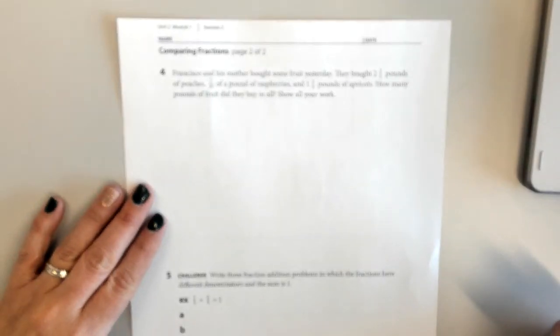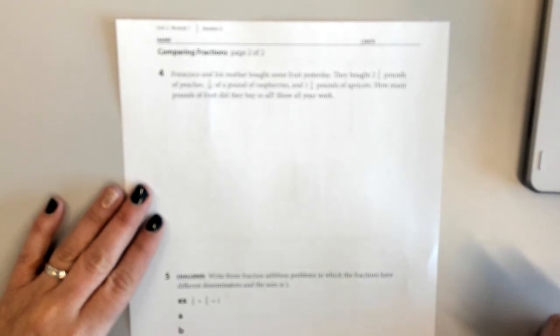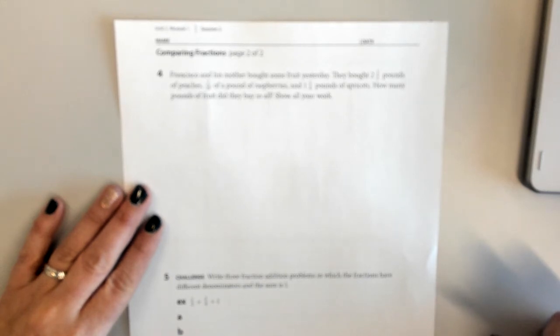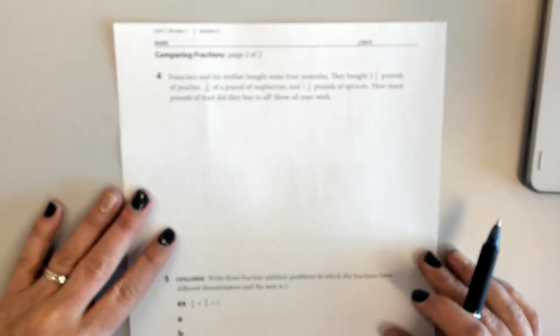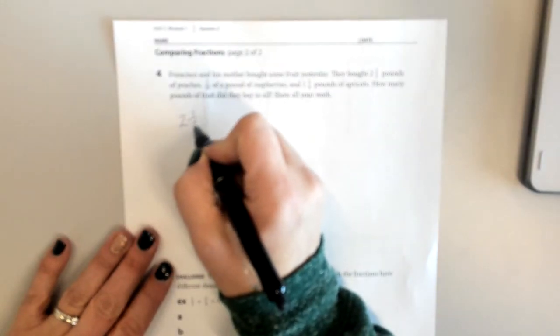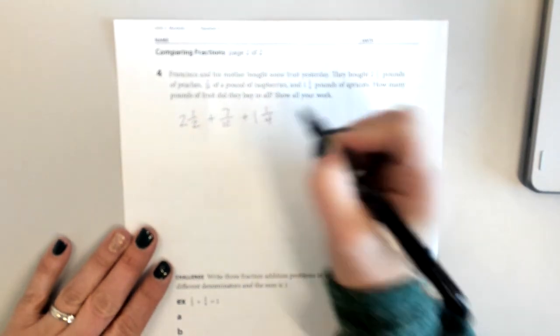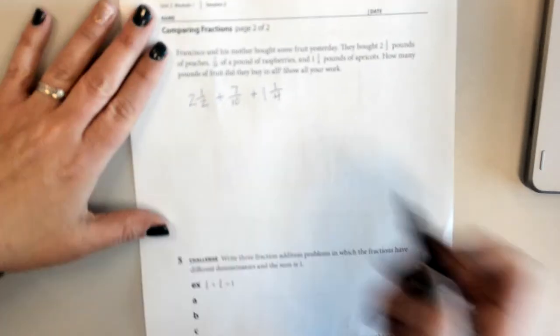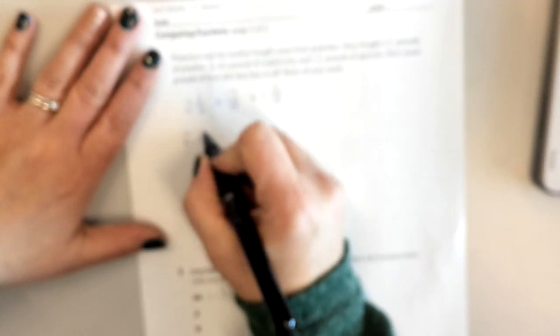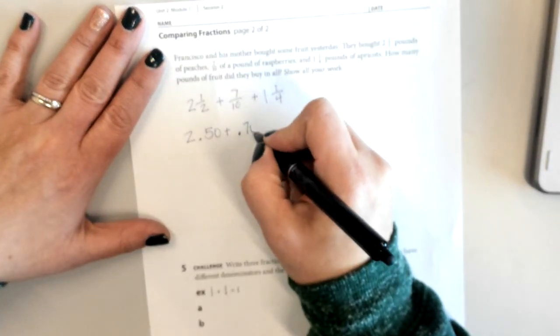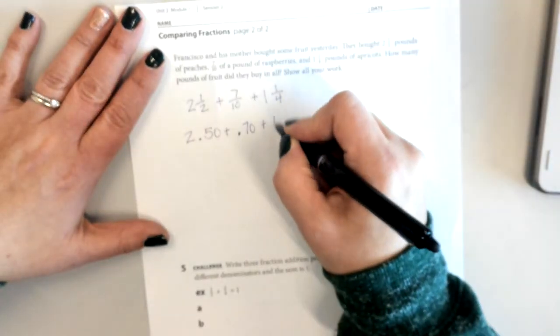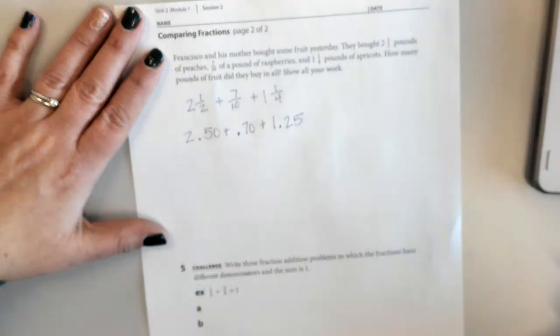Number 4, Francisco and his mother bought some fruit yesterday. They bought 2.5 pounds of peaches, 7/10 of a pound of raspberries, and 1 1/4 pounds of apricots. How many pounds of fruit did they buy in all? Show all your work. So we've got 2.5 plus 7/10 plus 1 1/4. And I'm going to change these to money. So 2.5 in money is 2.50. Okay. 7/10 is 70 cents. And then 1 1/4 is 1.25.